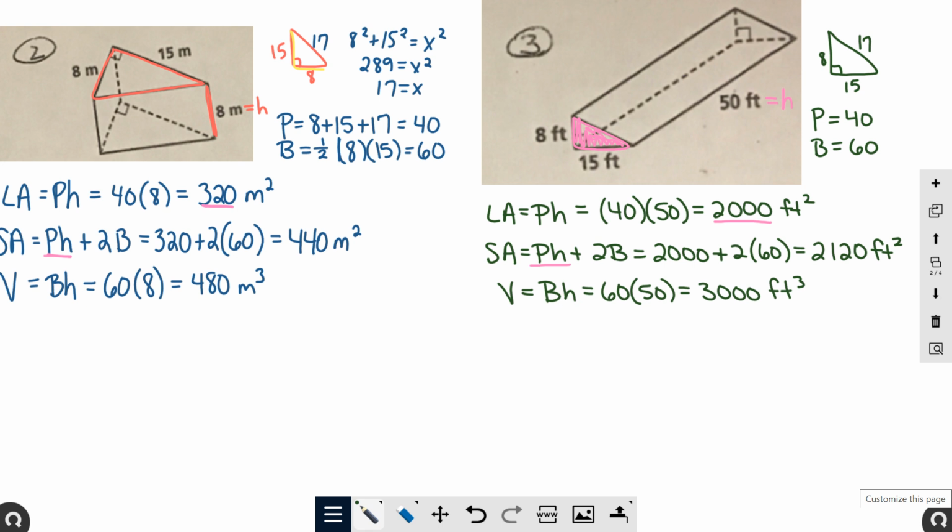60 is the area of the base. It's the same base as the one in this problem, so that's where the 60 came from. It's 1/2 the base times the height. When you have a right triangle, the legs are your base and height. So it's just those two flipped, which would still give you the exact same equation.